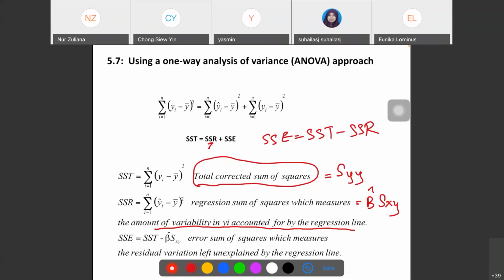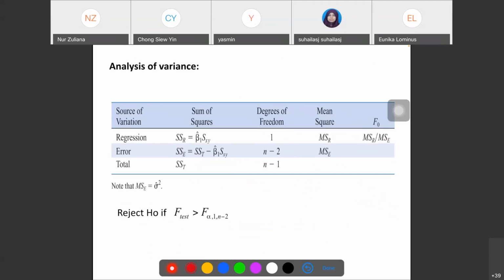So next, after you already compute these 3 values, you put in the table of your ANOVA. Okay, table sama dengan ANOVA tadi, ANOVA on previous chapter. So analysis of variance. Okay, source of variation. Second column sum of square, degrees of freedom, mean square, and then your F. Source of variation, punca variasi. So you will have regression, error, total.